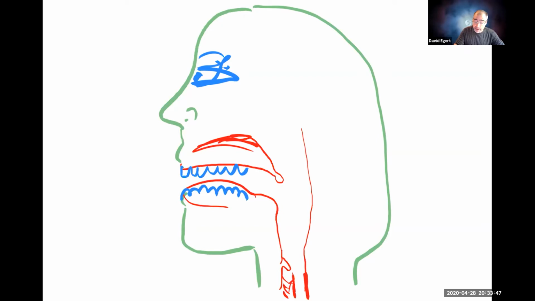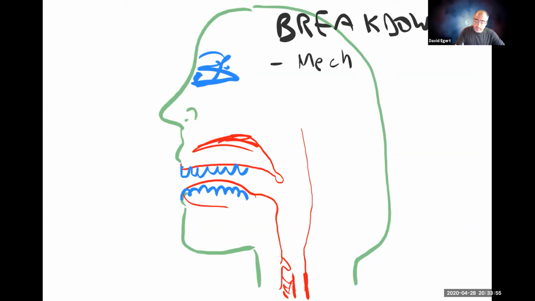So when we talk about breakdown, there are two different types. There's mechanical. That is what I'm doing with my teeth. I'm taking this larger physical thing, breaking it down into smaller physical things, increasing surface area, but it's not going to be what actually gets me my building block molecules. So this is like chewing.